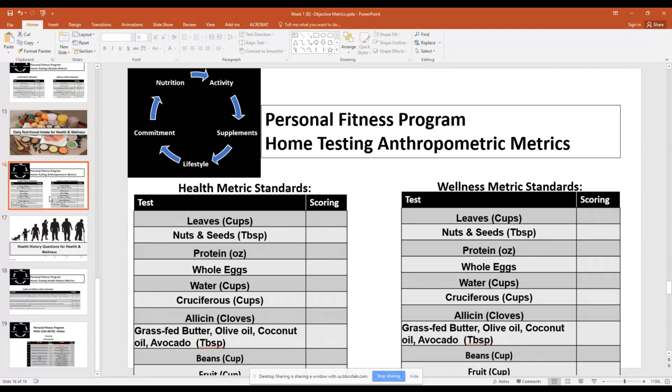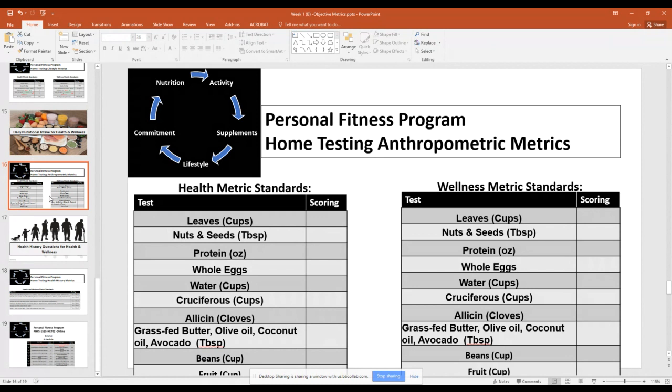Allicin is in the garlic and onion family. So it's onion, garlic, leeks, shallots, scallions, these kinds of vegetables. How many of these do we consume in a day?